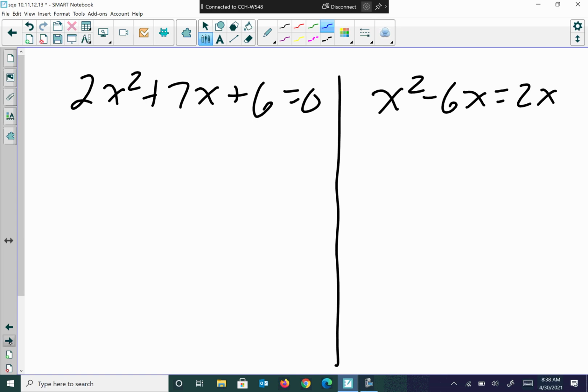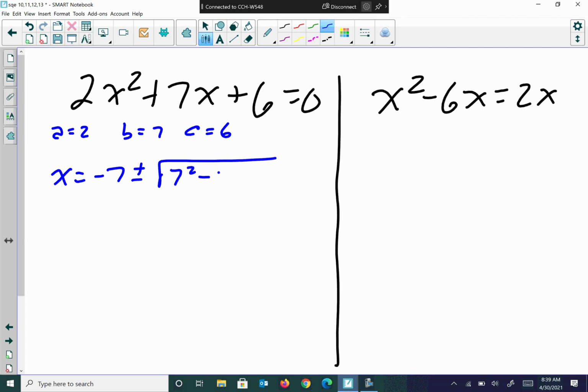It's not looking like it might factor real quickly. I mean, I don't see it factoring. So if it's not going to factor, I know that A is 2, B is 7, C is 6. X is equal to negative B plus or minus the square root of B squared minus 4AC all over 2A. Dude, I didn't even have to write it down to get it.